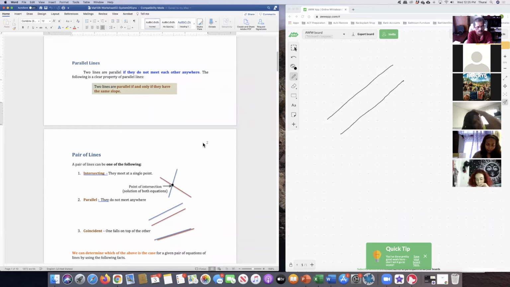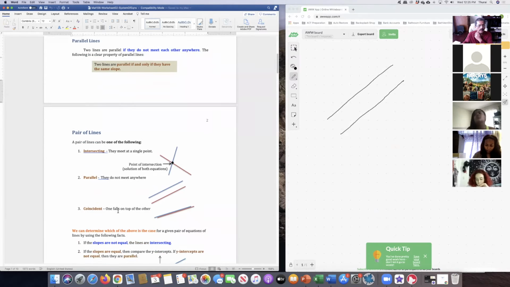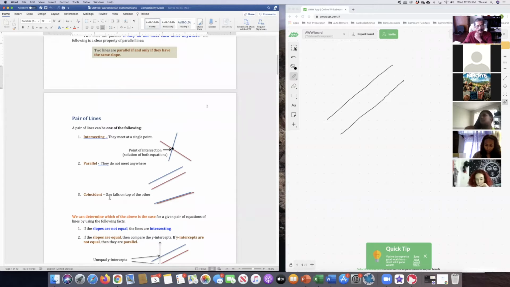Lines cannot meet at more than one point. They can be parallel, then they will never meet each other. They can be coincident, which means one line falls on top of the other. Now that's a possibility too. So for two lines given to us, we need to be able to identify whether they're going to meet at one point, or parallel, or coincident.